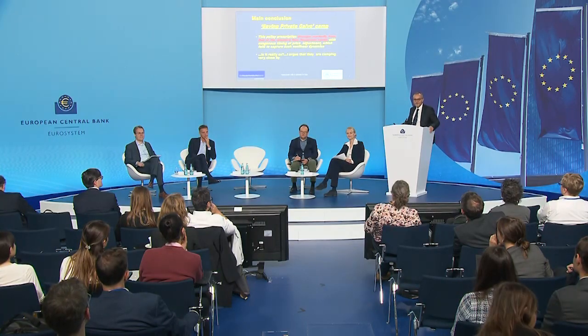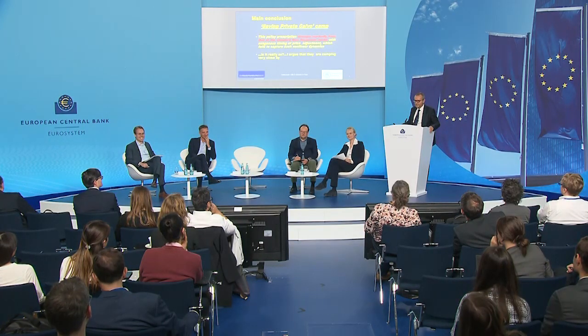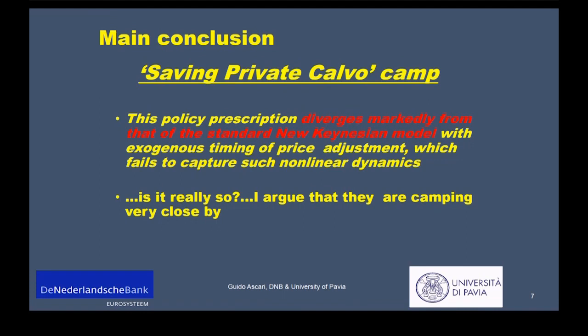And then I will shamelessly talk about some ongoing work that I have with co-authors that I think is very related to this. Okay, so the first thing is that this paper surely is not in what I call the Saving Private Calvo camp. And actually, a quote from the paper: this policy prescription diverges markedly from that of a standard New Keynesian model.